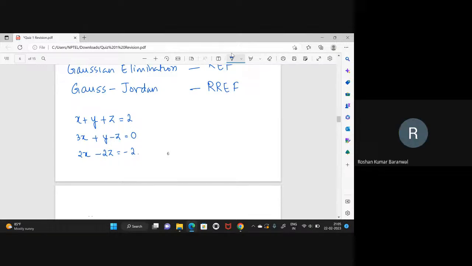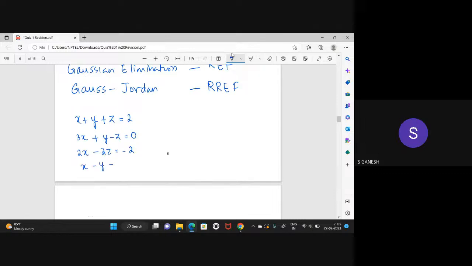Ma'am, I have a question. Should it be a square matrix only for the Gaussian elimination? No, let's ignore these two. Now, let me add equations. That would be better, more interesting.